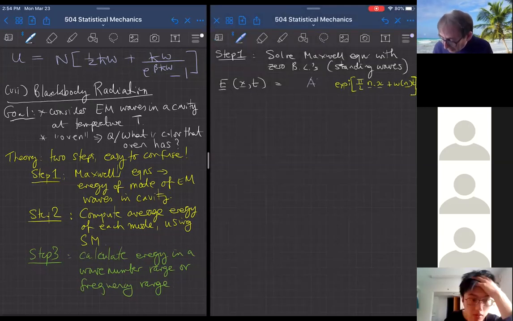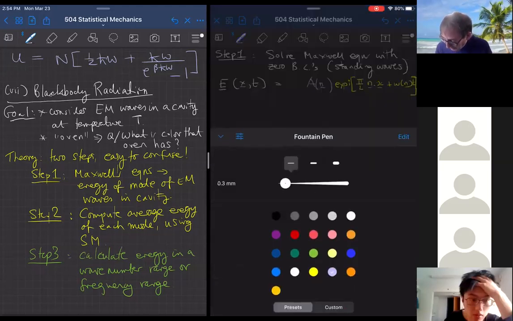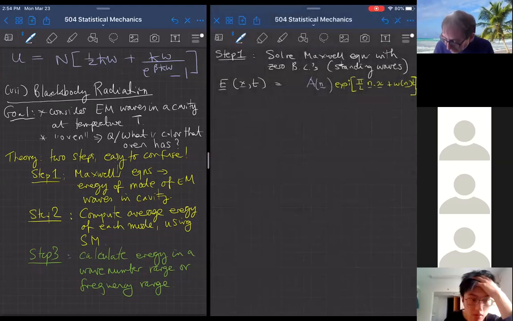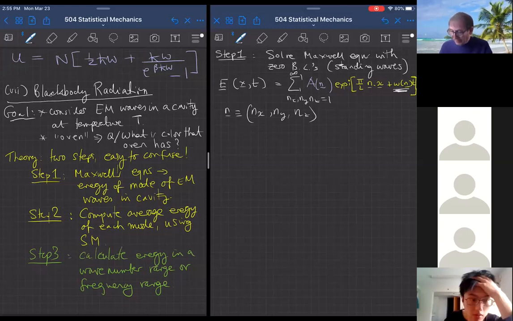So there's going to be an amplitude that will depend upon the vector n, and then lastly we're going to sum over all the modes. So we're going to sum over nx, ny, and nz from 1 to infinity, and n is just that. So that's the sum of a bunch of modes. And now, how does the frequency depend on n? Well, we know that just comes from solving the wave equation.